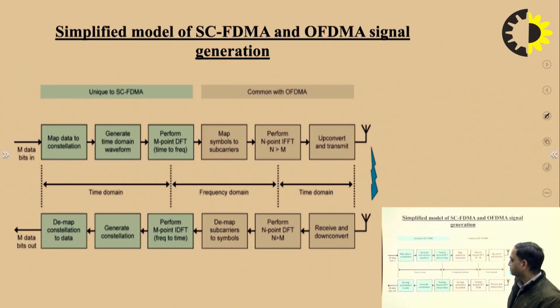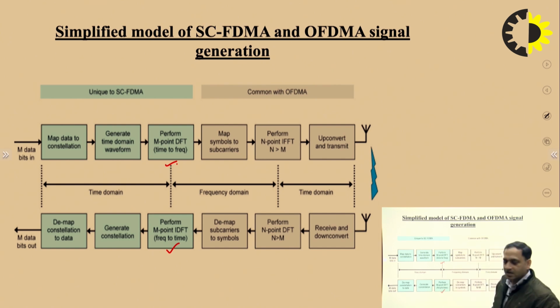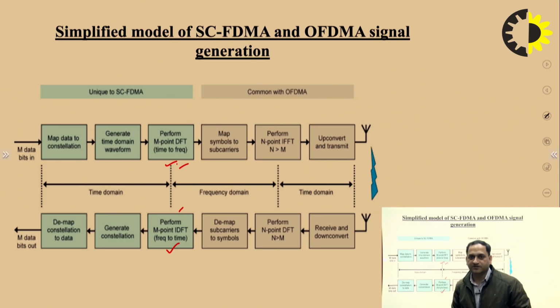Single carrier. So this is the simplified block diagram for SC-FDMA. It is the same as OFDMA, but the only difference is one block: an M point DFT is used at the transmitter side, and at the receiver side it performs the N point IDFT. So these two blocks differentiate OFDMA from SC-FDMA. If we remove these two blocks, then it becomes the OFDMA block.